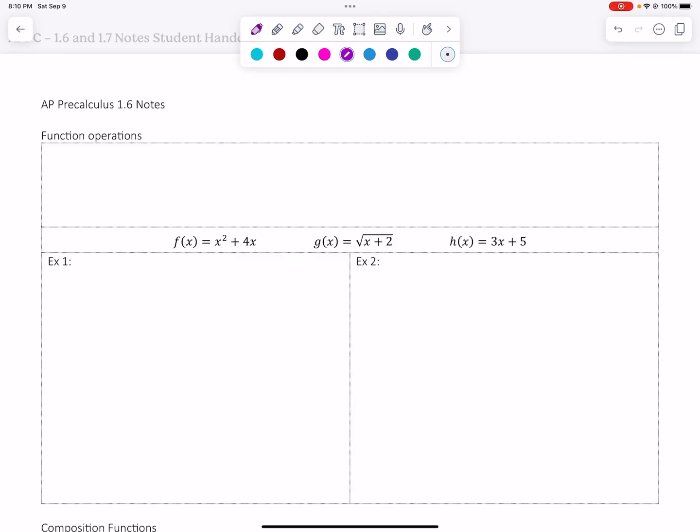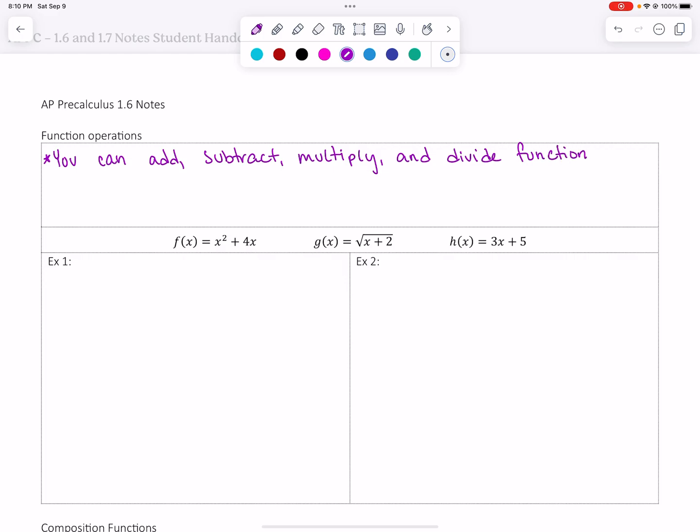Welcome to 1.6 notes. We're talking about function operations. And when we have operations, any sort of adding, subtracting, multiplying, we can do those with functions as well. So as a reminder, you can add, subtract, multiply, and divide functions. And this would come in handy so many times.